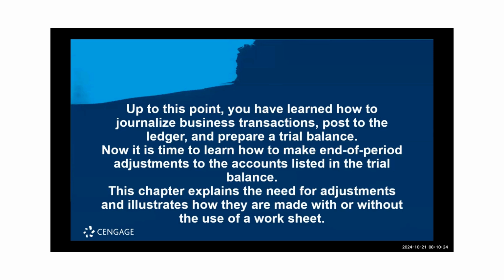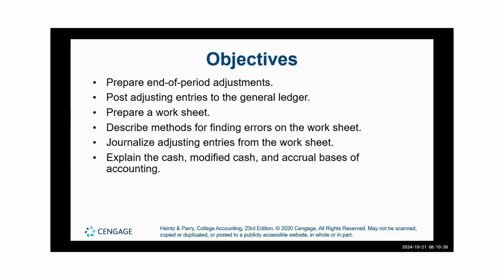So a couple of things we are covering in this chapter. Preparing end of period adjustments, we're going to post them to the general ledger. We're going to prepare a worksheet. We'll talk about methods for finding errors on the worksheet. We will journalize adjusting entries from the worksheet. And then there are 3 kinds of accounting that we're going to talk about: cash, modified cash, and accrual basis of accounting.